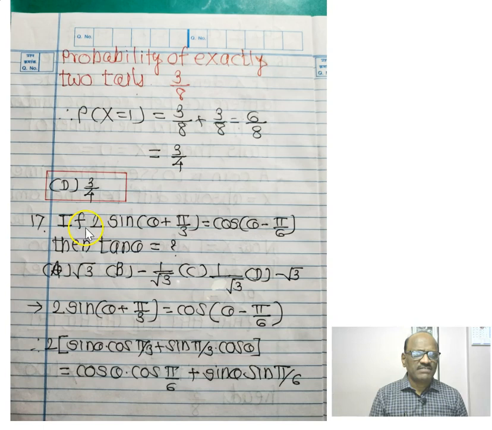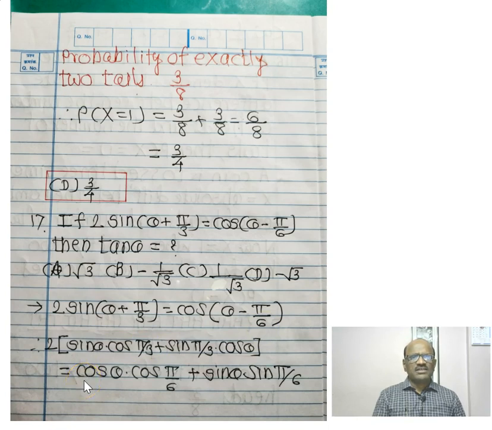Now next question: if 2 sine in bracket theta plus pi by 3 is equal to cos of theta minus pi by 6, then what is tan theta? Again, it is a simple question. Now expand this. 2 sine in bracket theta plus pi by 3 is equal to cos of theta minus pi by 6. Now apply the formula for the sine of a plus b, that is sine a cos b plus cos a sine b. That is sine of theta into cos of pi by 3 plus sine of pi by 3 and cos theta. And that is equal to, again, the cos of theta minus pi by 6.